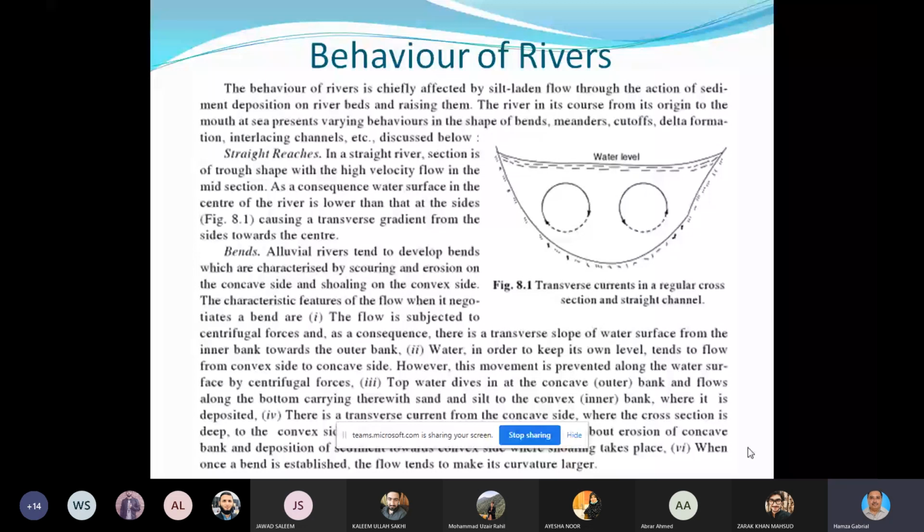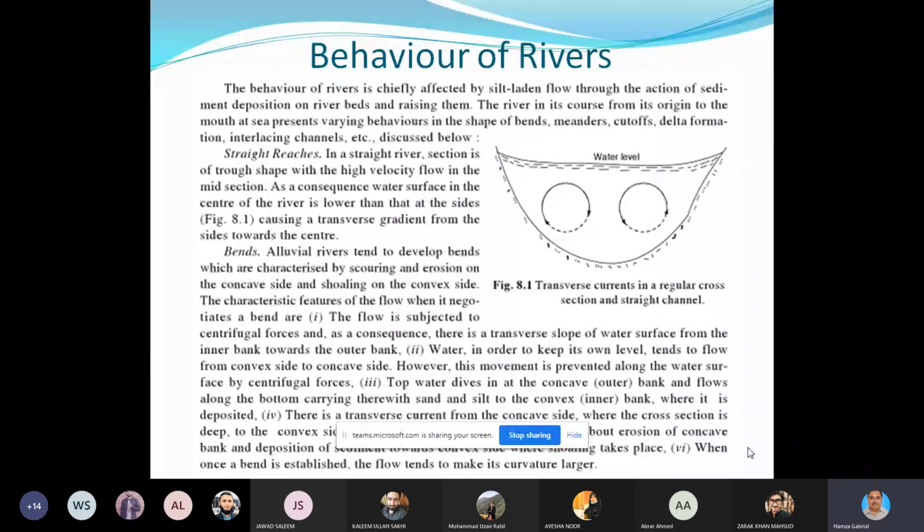So the main characteristic features of the flow while it is negotiating a bend: first of all you will see that the flow is subjected to centrifugal forces as it is taking a bend. As a consequence, there will be a transverse slope of the water surface from the inner bank towards the outer bank. And water, in order to keep its own level, will tend to flow from the convex side, that is from the inner side, to the concave side. So it will flow towards the outer side.